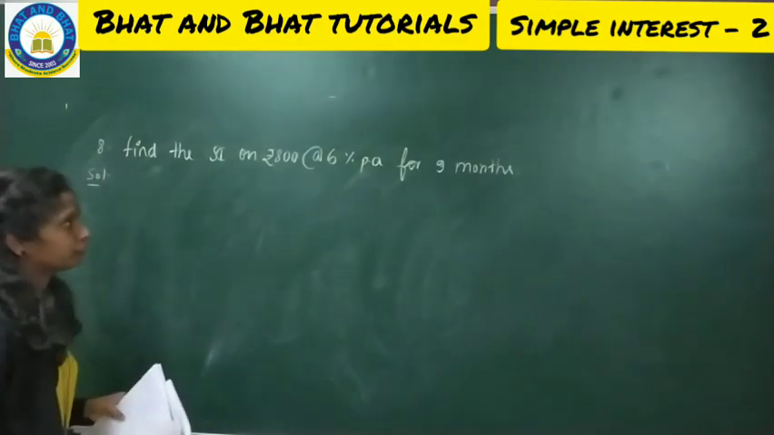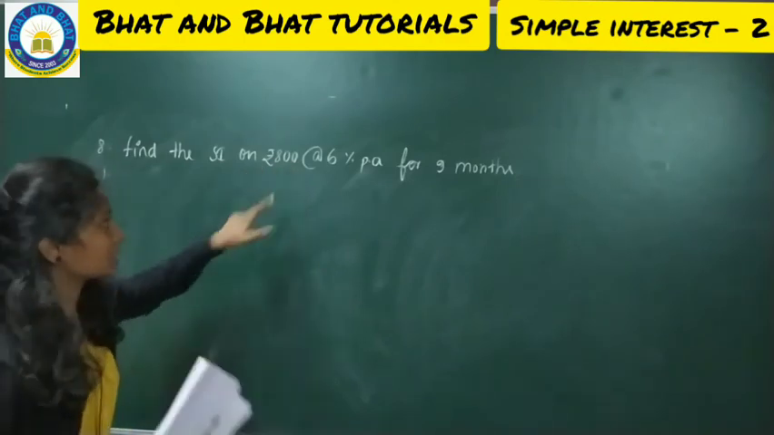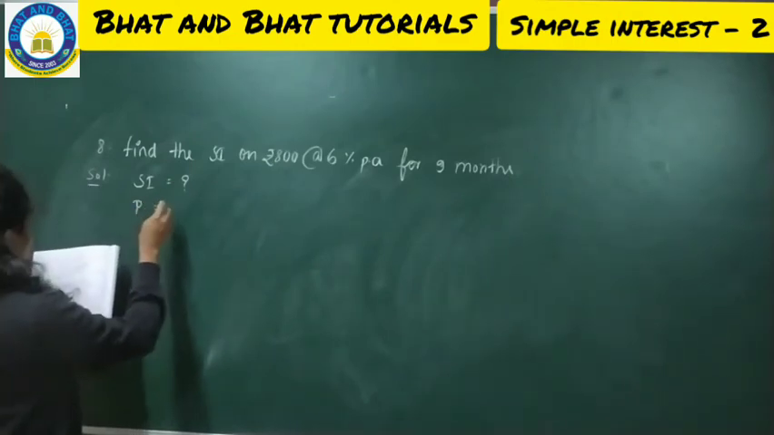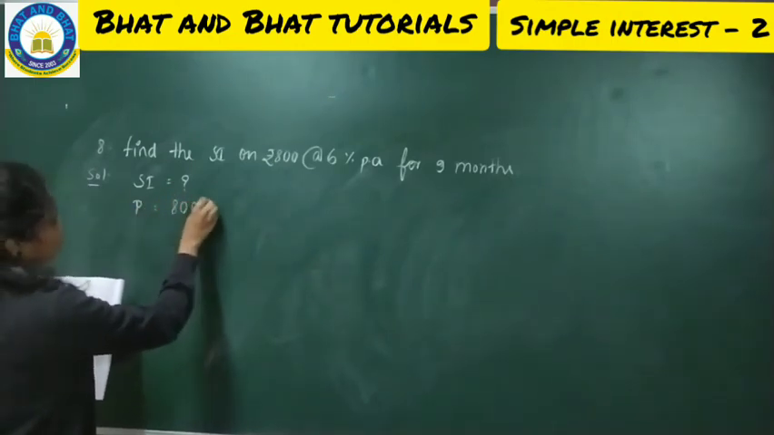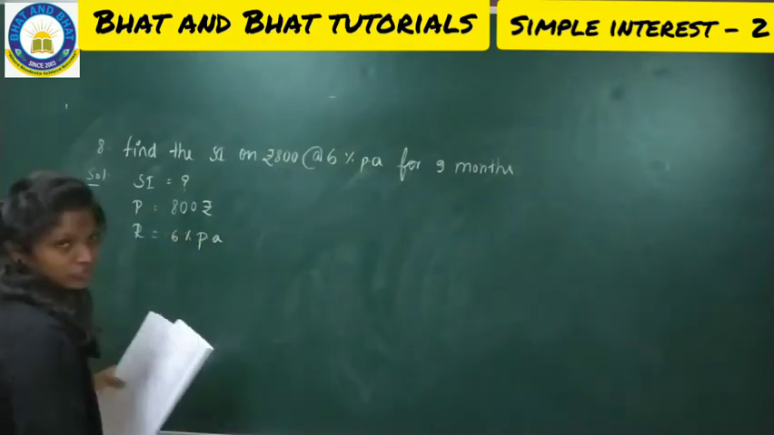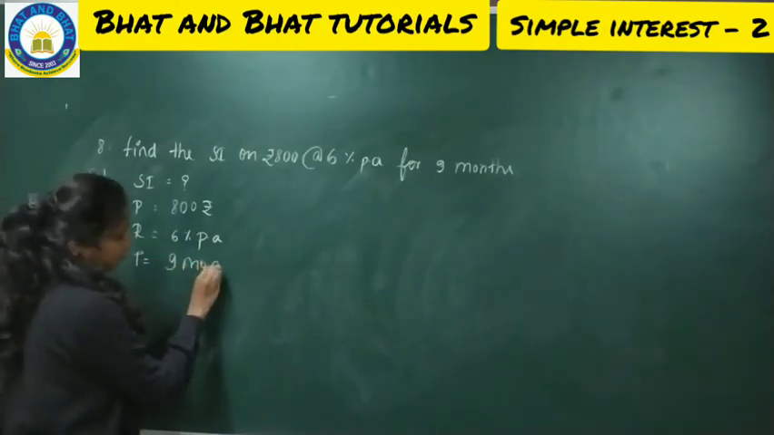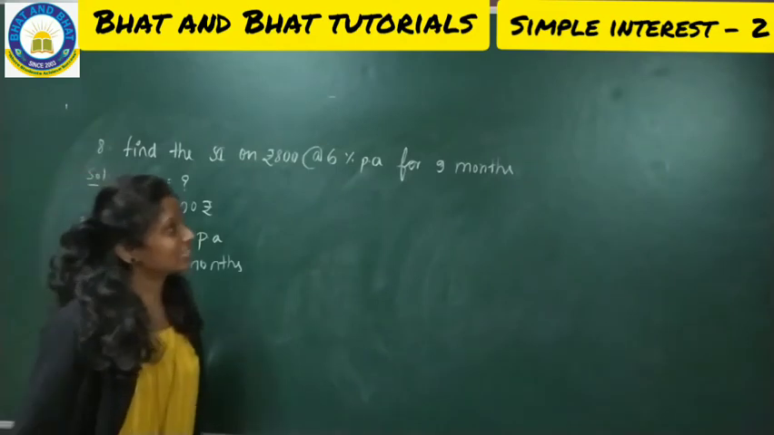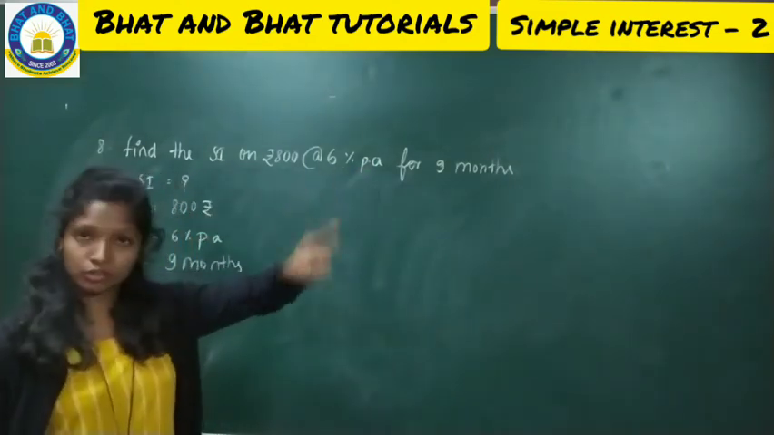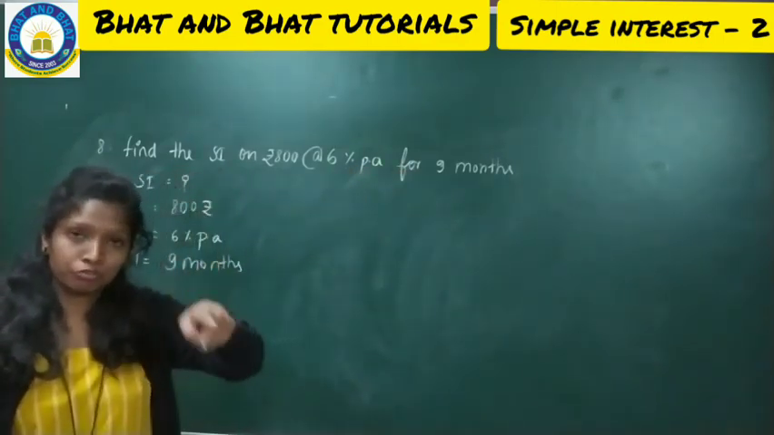So what you have to find? You have to find the simple interest on this amount. So this is the principal amount, and you have to find simple interest. They have given you the principal amount, 800 rupees, and they are telling the rate, 6% per year is charging, and they have given the time, 9 months. Out of 12 months, he is giving it for 9 months. Here you can see interest is charged for the whole year, but the time period is only 9 months out of 12 months.